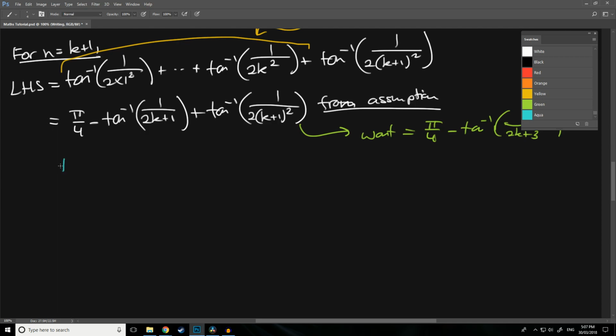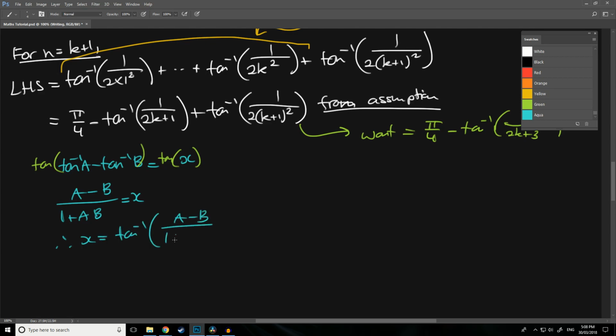Let's say we've got inverse tan A minus inverse tan B, and we want to simplify that, so we'll call it X. Then we can take tan of both sides, and we'll have A minus B over 1 plus AB equals X. Therefore, X equals inverse tan of A minus B over 1 plus AB. So in this case, our A is equal to this thing, and our B is equal to that thing.